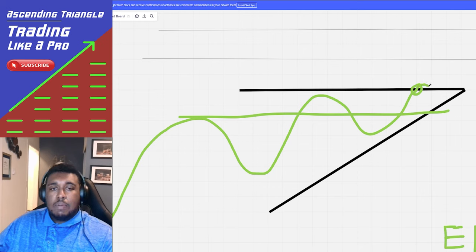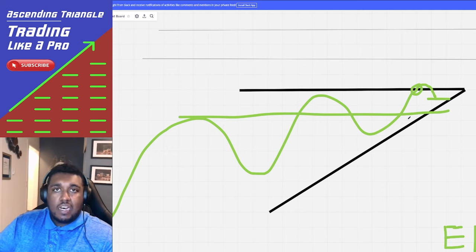So if it decides to start coming back down, and let's say you have a stop loss of 2%, you're going to lose 2% of the trade. You're going to be out. You will have not made any money. In fact, you would have made a loss in this scenario. That is okay to take a loss, all right?